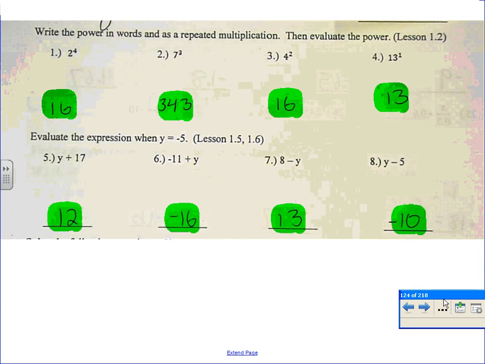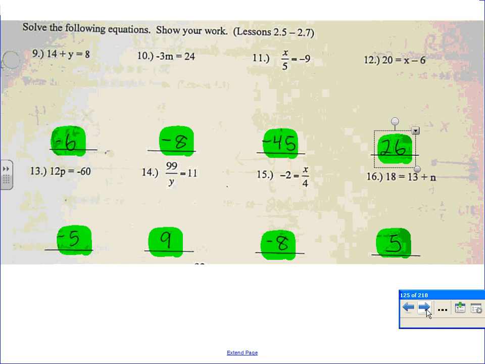Number one is 16. 2 is 343. 3 is 16. 4 is 13. 5 is 12. 6 is negative 16. 7 is 13. And 8 is negative 10. Okay, 9 is negative 6. 10 is negative 8. 11 is negative 45. 12 is 26. 13 is negative 5. 14 is 9. 15 is negative 8. 16 is 5.